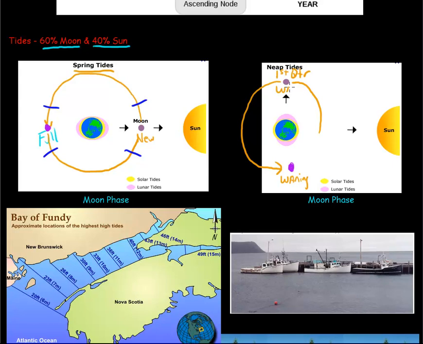This is the waxing side, and I have a video on moon phases also. This is the third quarter. So anytime we get a moon in the third quarter or the first quarter, again from probably like right there to right there, we get what's called a neap tide.